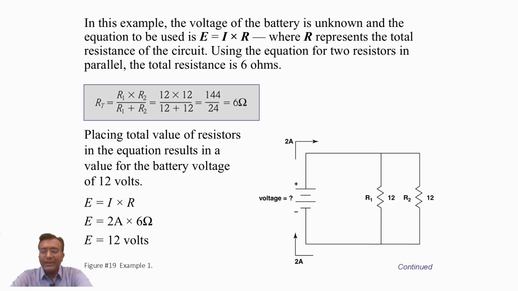Using this value of equivalent resistance, we can determine the supply voltage. As we already know, 2 amperes is coming from the battery. If we multiply with the equivalent resistance, it will give us the value of around 12 volts, which is the supply voltage.